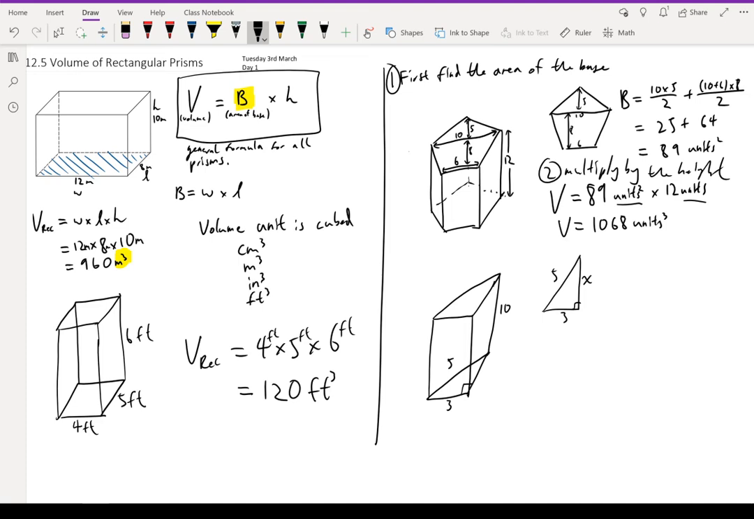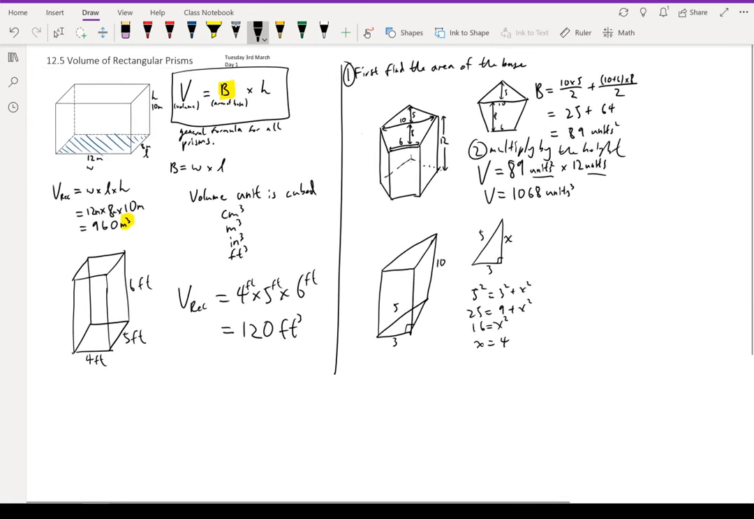And so we're going to do 5 squared is equal to 3 squared plus x squared, and so 25 is equal to 9 plus x squared. Once you take the difference, you have x squared is equal to 16, and then once you take the square root of both sides, x is equal to 4. We found the other one, which is 4.